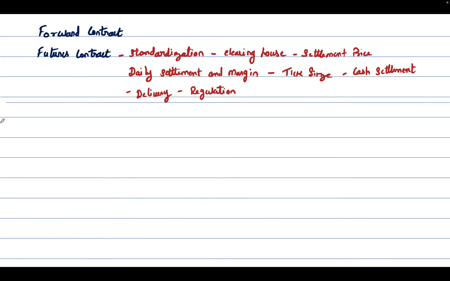The third is options contract. So an option may be defined as a contract between two parties whereby one party obtains the right but not the obligation to buy or sell a particular asset at a specified price on or before a specified date.